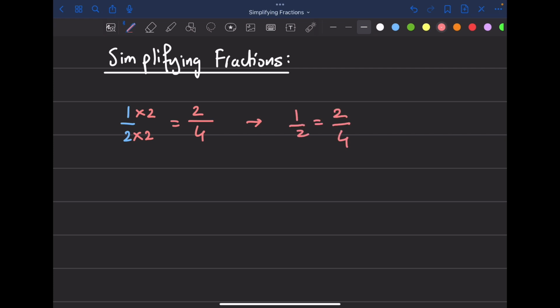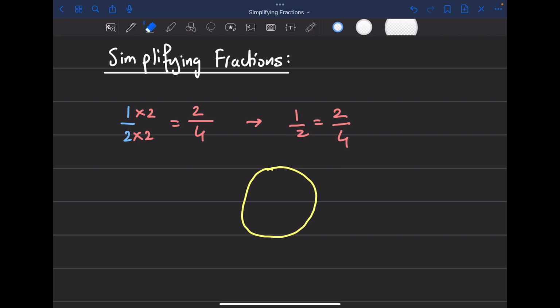And let's actually draw circles with this. Let's say I'm going to draw pizzas. For the first one, I'm going to draw a circle pizza. I'm going to cut it in half into 2 pieces because the denominator is 2, and I'm going to eat one of them because 1 is the numerator, so I'm going to eat 1/2 of this pizza.